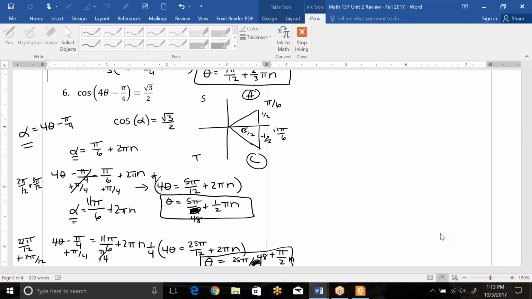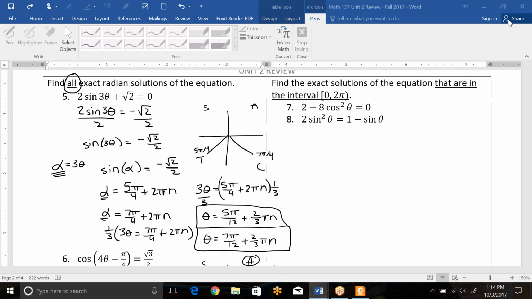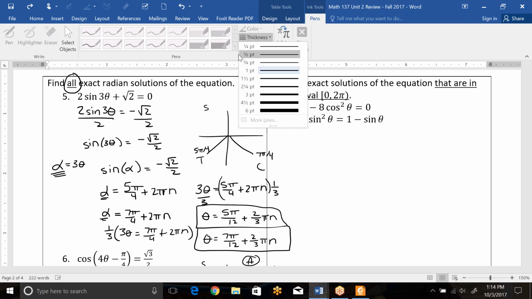So it is 48. Okay, for number 7 and 8, we are finding the exact solutions of the equations that are in the interval 0 to 2 pi.